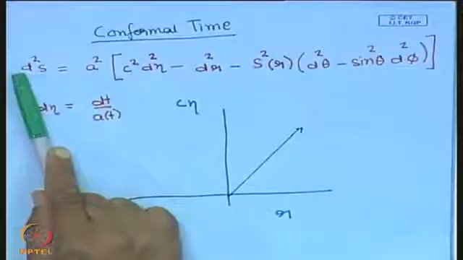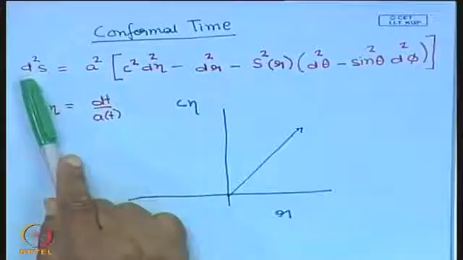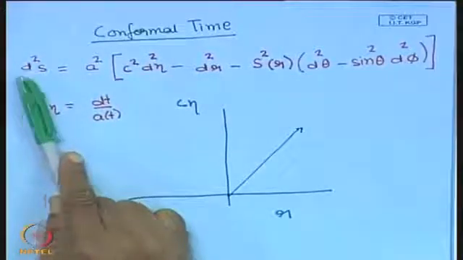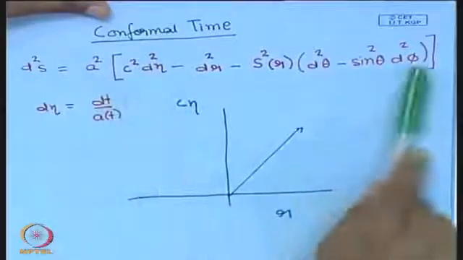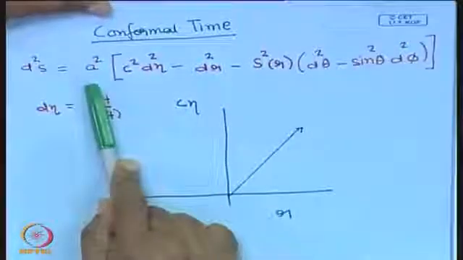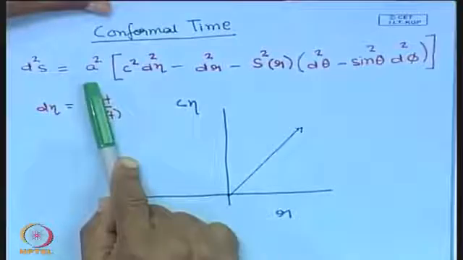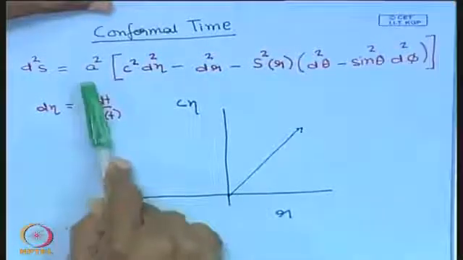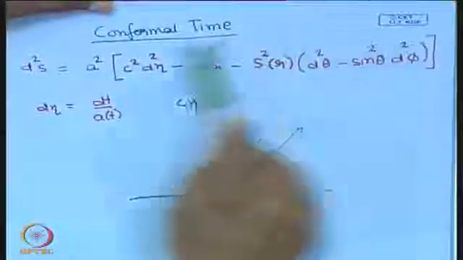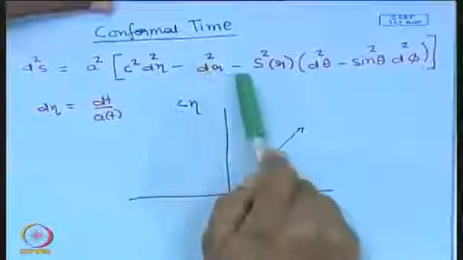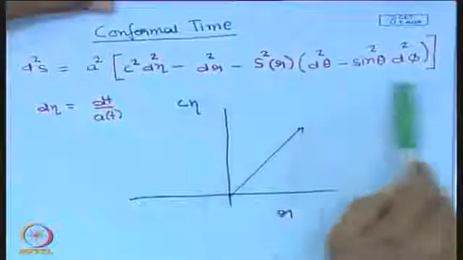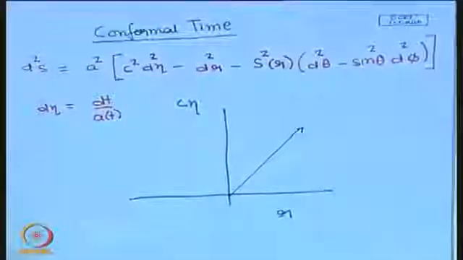And the line element, which allows us to calculate the interval between two events, can be written in terms of the conformal time in this way. We have a factor of the scale factor squared outside, which is a conformal factor, and inside we have c squared d eta squared minus dr squared minus s squared r times the line element due to the angular displacement.